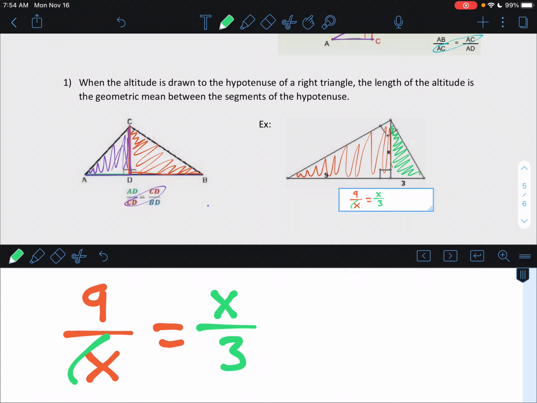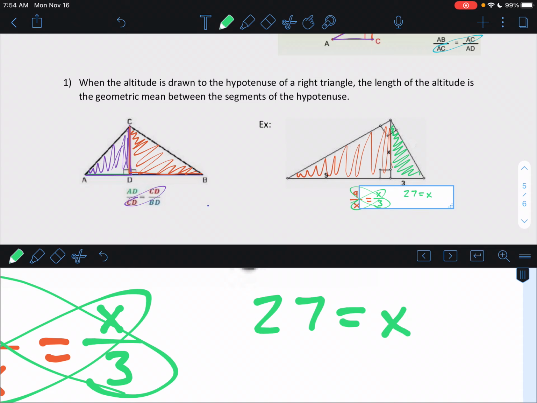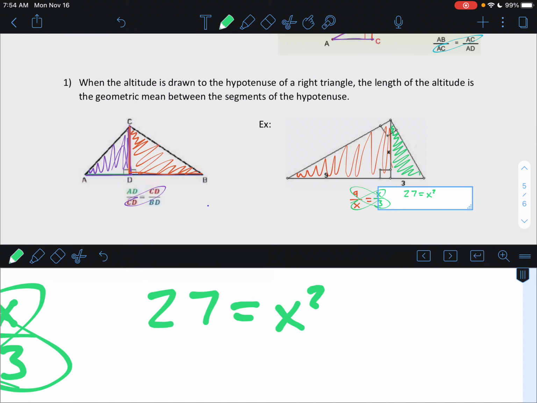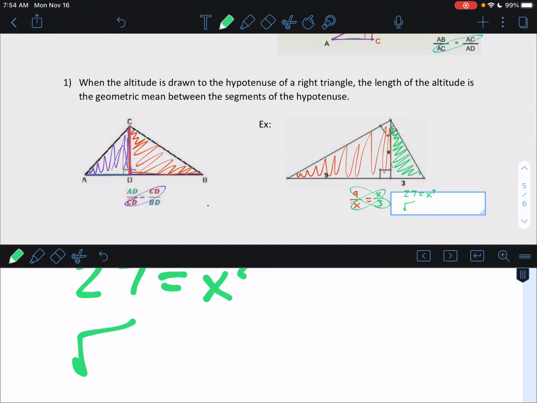So to solve for x, I'm going to do my butterfly method, my cross multiplication. 9 times 3 is 27, and x times x is x squared. And to solve for x now, I just want to take the square root of both sides. So the square root of 27 equals x.